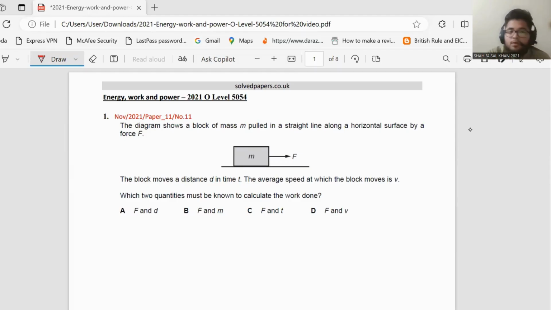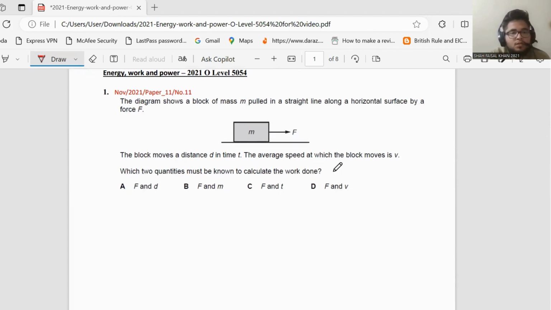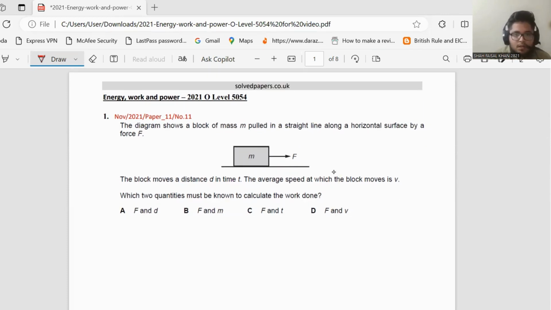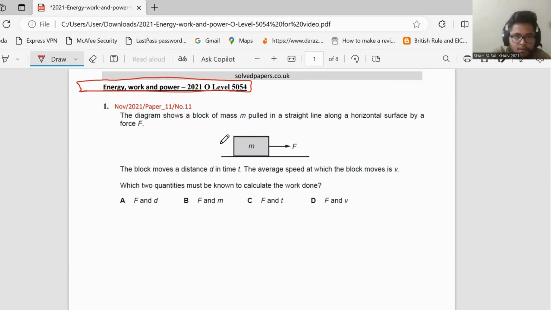Today's lecture, we are going to do past papers of energy, work, and power, 2021, with the code 5054. Okay, so let's start.